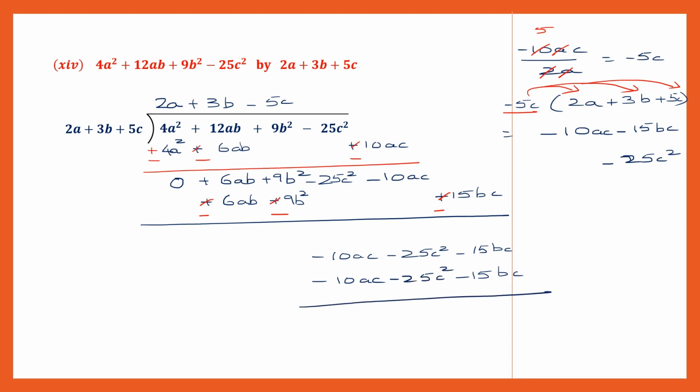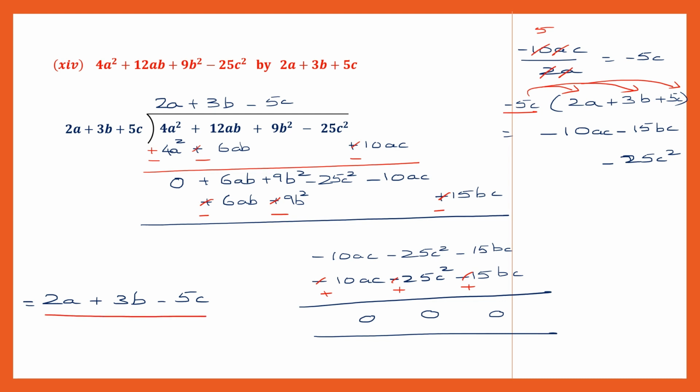Now I can minus everything. So remember the signs will change. This will become plus, plus and plus. So here what do we do? Let's see, minus 10 plus 10 is 0, it will get cancelled. Similarly, minus 25 plus 25 is 0. Again here also minus 15 plus 15 is 0. So we've got remainder as 0. That means our answer is this 2a plus 3b minus 5c. So let's write it here, 2a plus 3b minus 5c. So this will be our final answer.